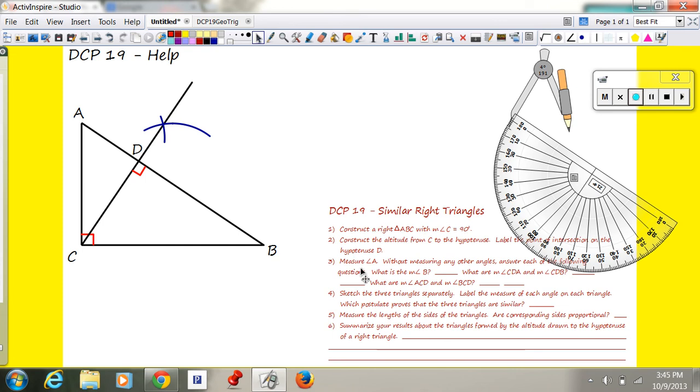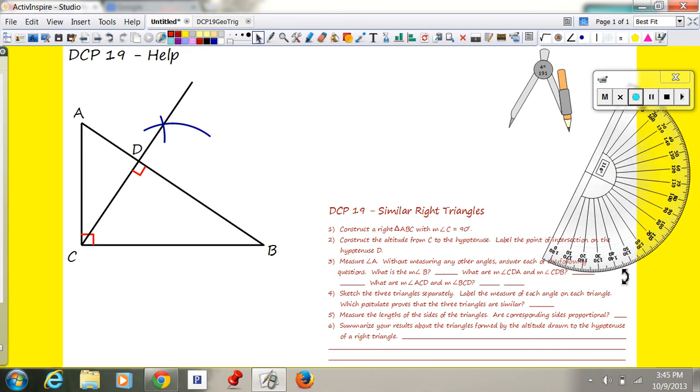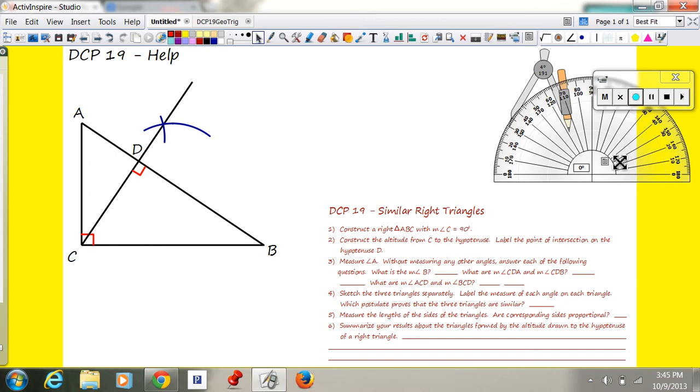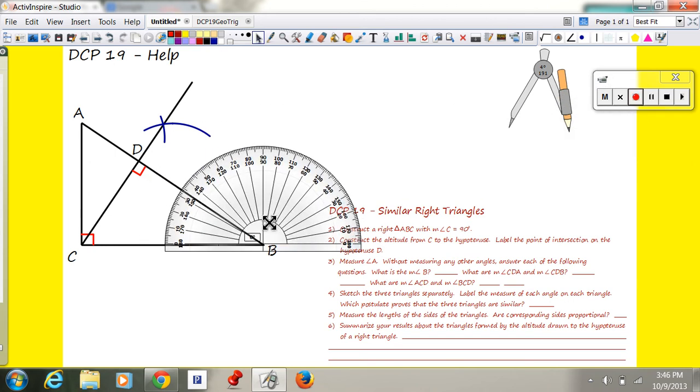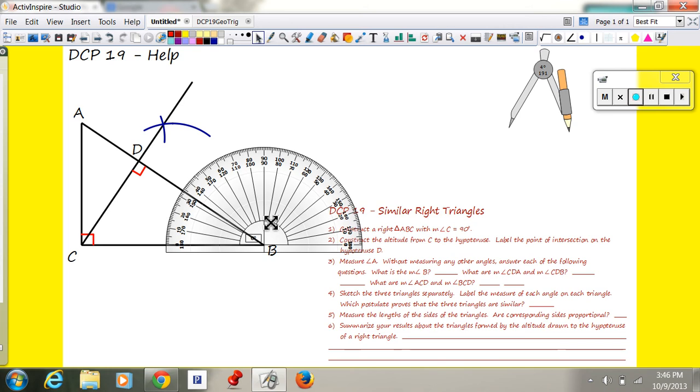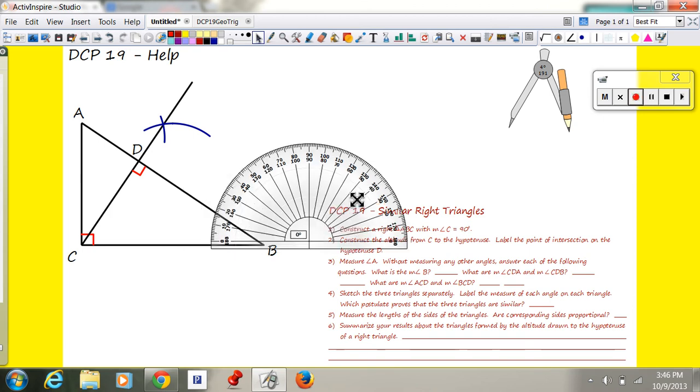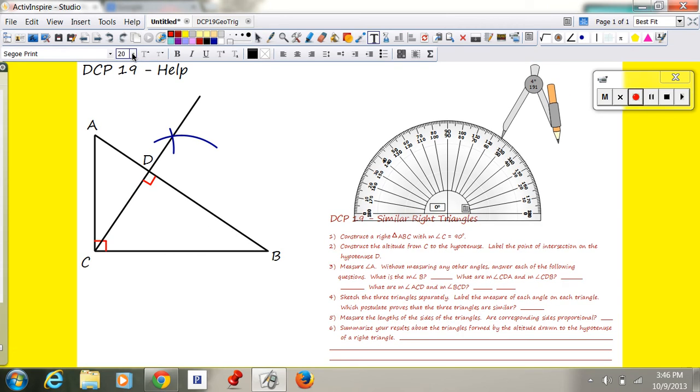And that was 2. Number 3 says you're going to measure your angles. So you're going to measure all the acute angles. So you're going to measure angle B. And if you look on mine, my angle B, I'm going to use the outside numbers because that's my 0, 10, 20, 30, 4 degrees. So I've got a 34-degree angle down here.